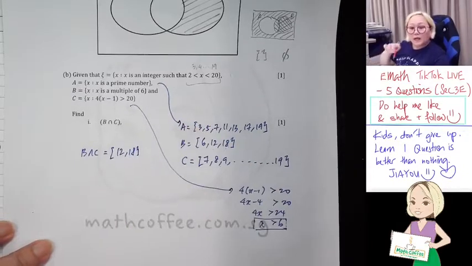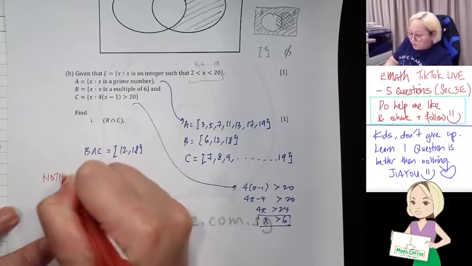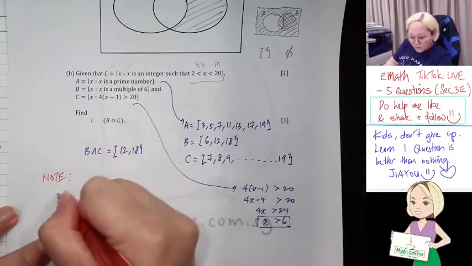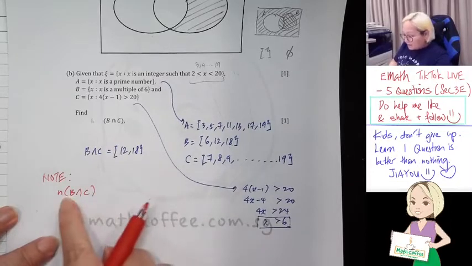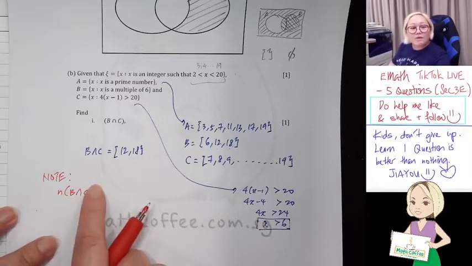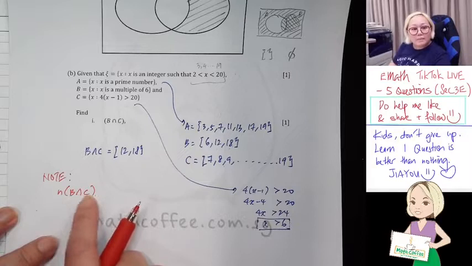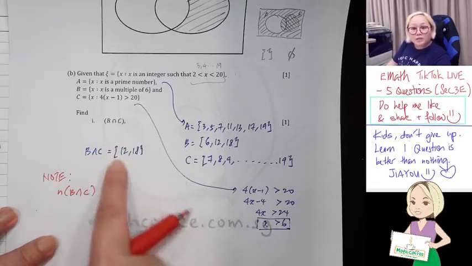Okay, take note. This one is just an extra note. If the question asks for n of B intersect C, they have an n in front. Some students don't know what the n means. The n means the number of elements inside this. So just now we know that the elements are 12 and 18, right?